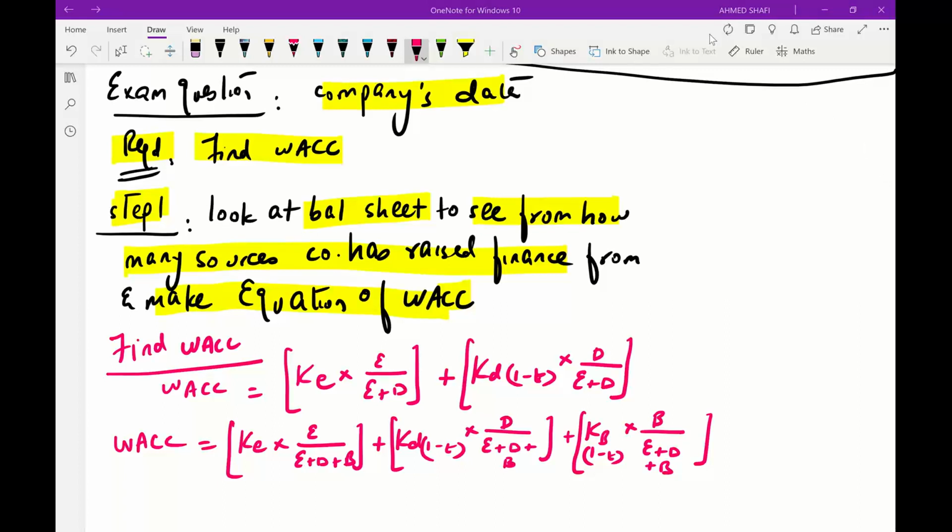And one last thing, then I will give you copying time. Let's suppose the question asks you to find WACC, cost of capital, that is, how much cost of capital the company is bearing. Step one, you look at the balance sheet and you see the company has raised finance from all four sources. There can be a maximum of four sources: equity, debt, bank loan, preference shares. If the company has raised finance through all sources, it has to give return to four parties. How will the equation be made? It has to give return to four parties, bear four costs. Give return to equity holders, bear a cost KE. Give return to debt holders, bear a cost.